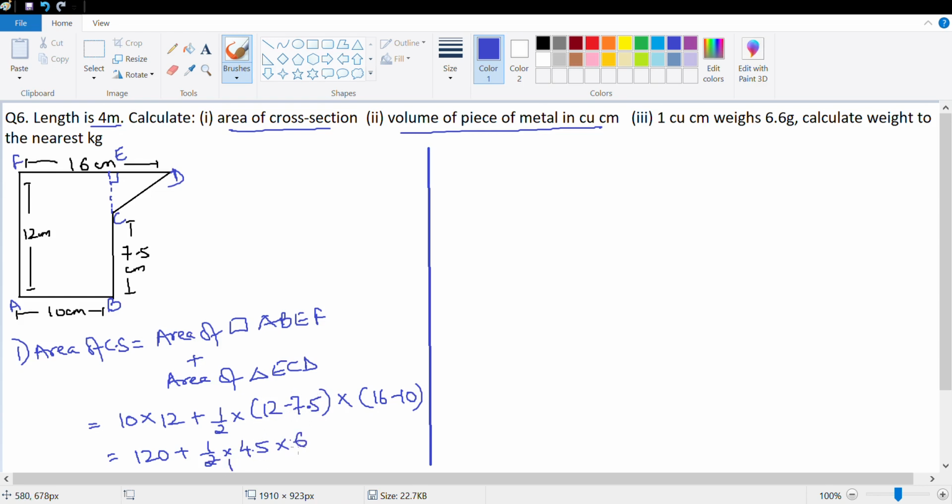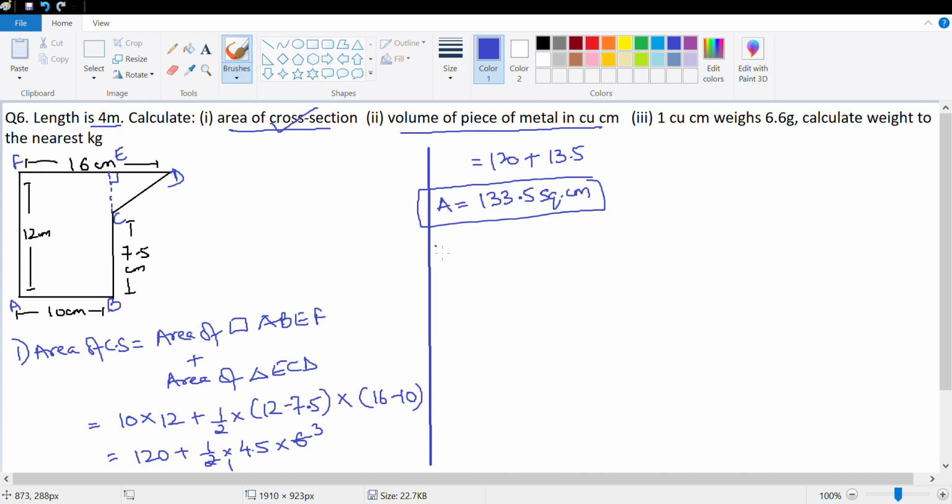That's 2, 1, 2, 3. So this is equal to 120 plus 4.5 into 3, that's 13.5. So therefore, area is equal to 133.5 square centimeter. So the first part of the question is done.